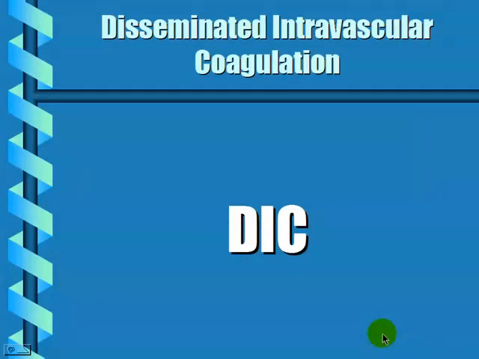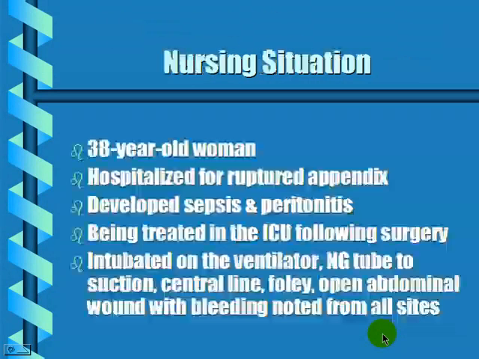DIC, disseminated intravascular coagulation or coagulopathy. Okay, we've got a 38-year-old woman who was hospitalized for a ruptured appendix. She developed sepsis and peritonitis. She's being treated in the ICU following surgery. She's intubated on a ventilator. Her NG tube is to suction. She has a central line catheter, open abdominal wound with bleeding noted from all sites.